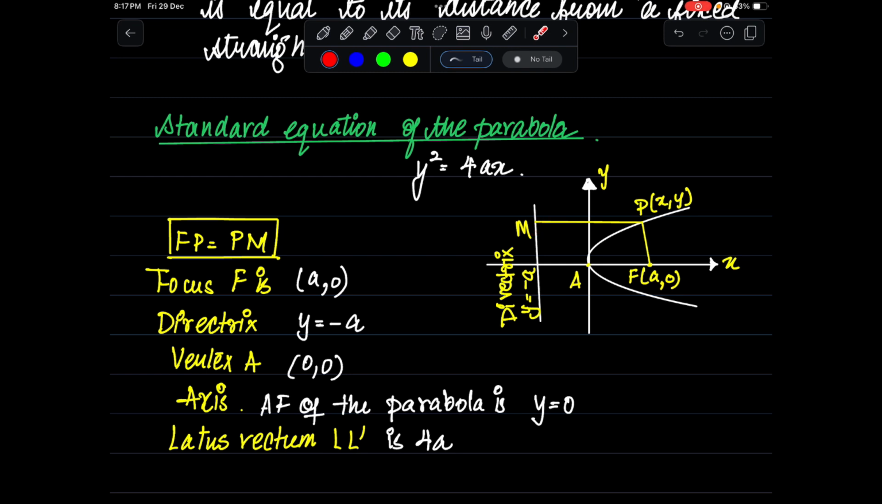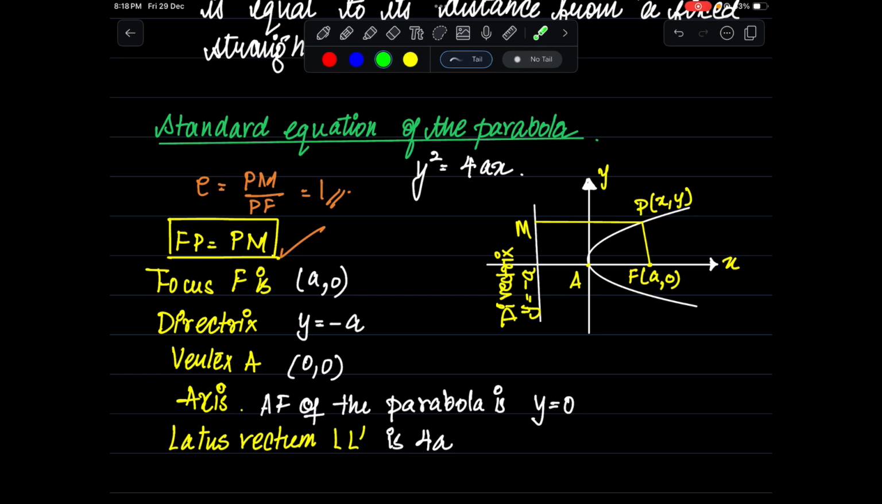Whenever you need to find a distance from a point to a line, it should always be perpendicular. You cannot take it like this, or like this. It has to be dropped perpendicular. So that distance is what I'm talking about, and that should be equal. Now for this particular case, let me give you one more term, that is called eccentricity. That is actually the ratio of PM to PF, and in this case that's 1, and that's the reason they are equal.